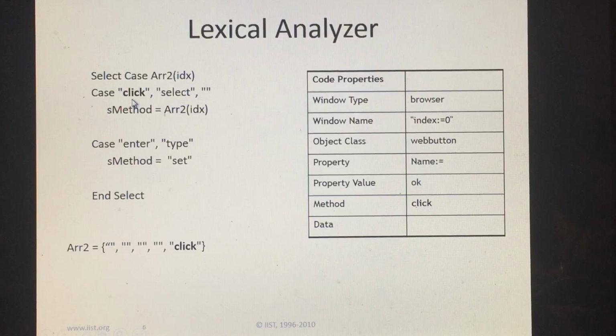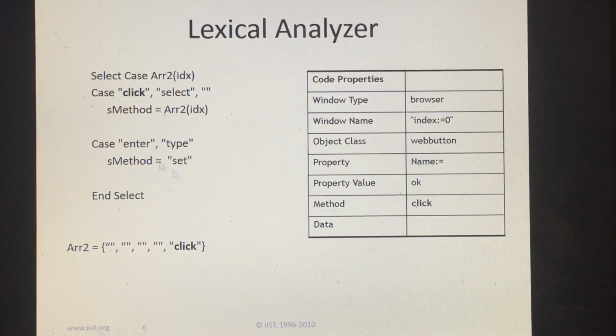Lastly, we have to look through and see if we can find the method that we're going to execute. Well, it could be either click or select. Either one of those would end up doing a click on an item or selecting from a list. If it happened to say enter or type, then we'd have to use set, which is the actual method that is setting an object to the value that we put in there, whatever data it happens to be.